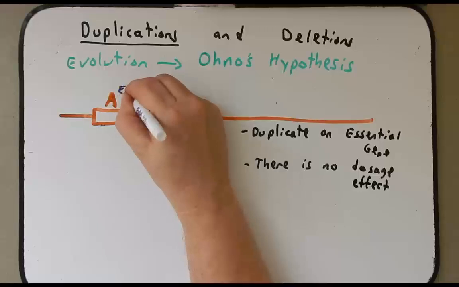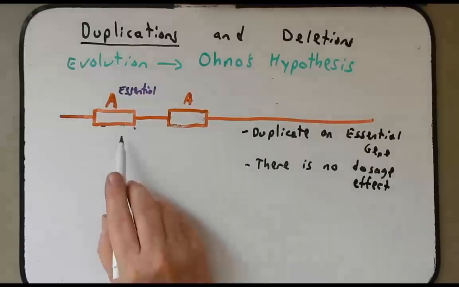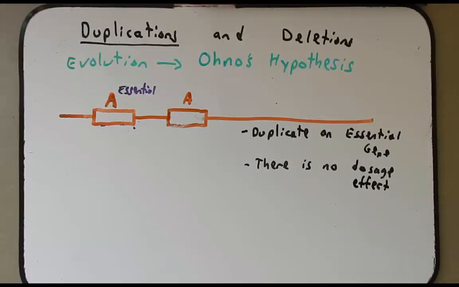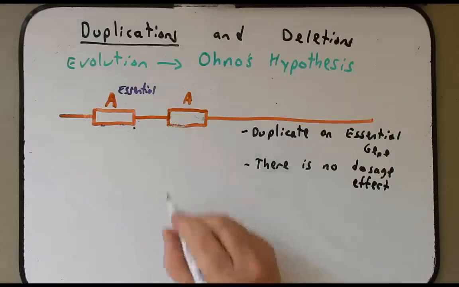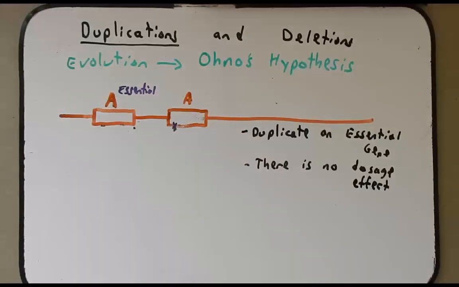You still need gene A. However, now if we have an extra copy of gene A, what can happen is on this extra copy here, it can gain mutations. Maybe one, maybe several. Now, over time, what can happen? And when I say time, I don't mean one generation or two generations. I'm talking about many generations, so thousands of years.